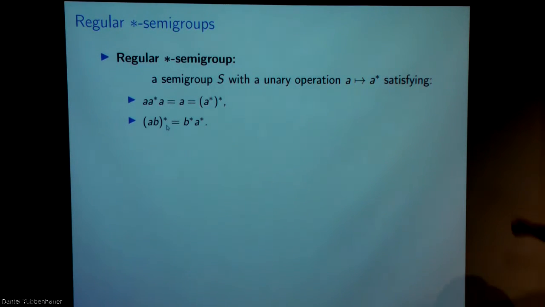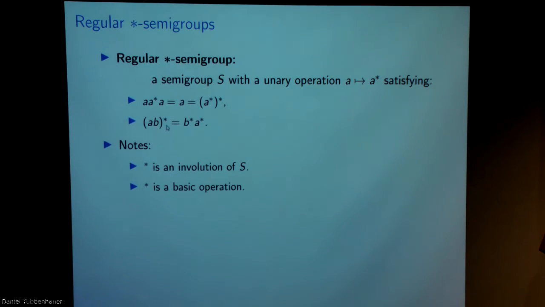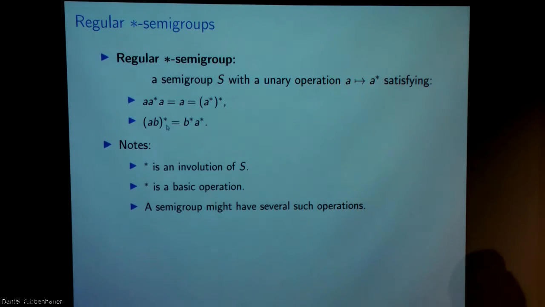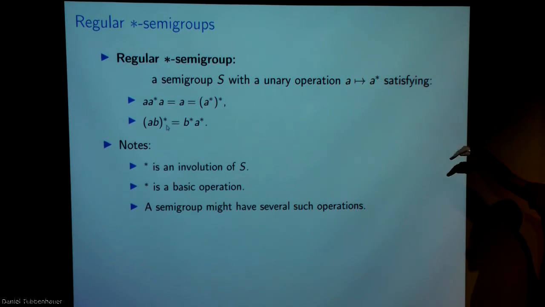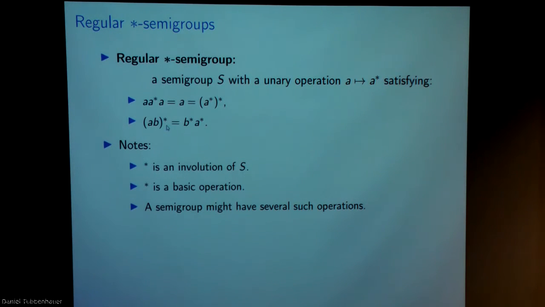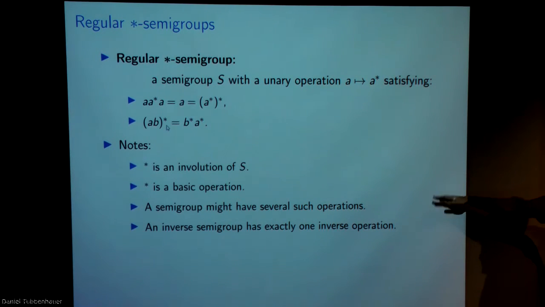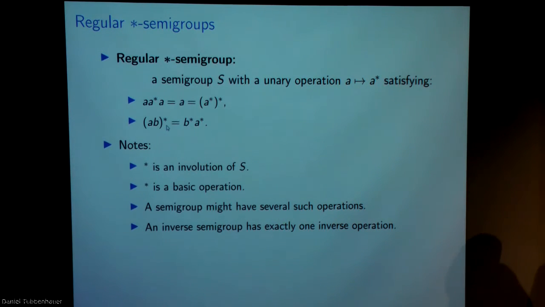All right, so a regular star semigroup, like I said, is a semigroup with a special involution. And we think of it as a basic operation. So S is an algebra with two operations. If you just give me a semigroup, it might be possible that there's a star operation and a hat operation or a dagger operation that also satisfies these laws. And it's quite possible to have many different ones. But inverse semigroups have a unique one. It has to be the inverse.